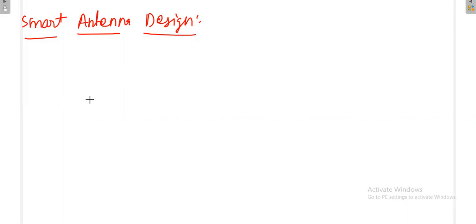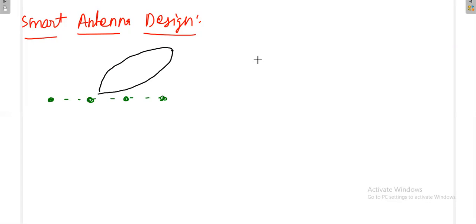Say for example, if I have conductors like this, this is my array axis. If I am here, I need maximum radiation here. I want a beam like this. In the previous case, we concentrated the beam either along the axis or exactly perpendicular to the axis of the array. Now I need maximum radiation in a particular direction other than 0 degree and 90 degree. That design is called smart antenna design.